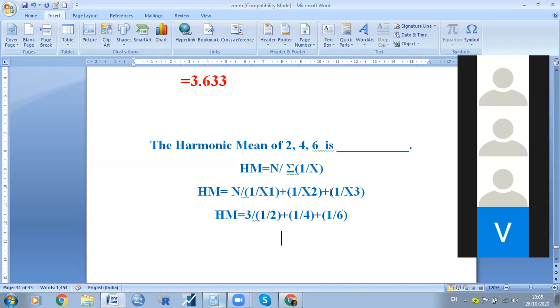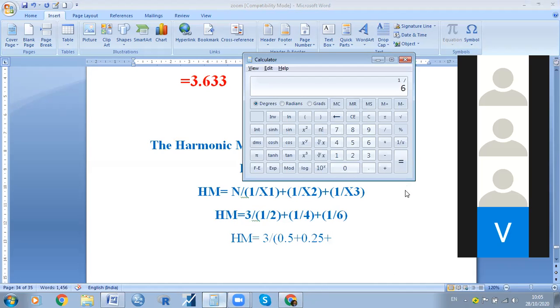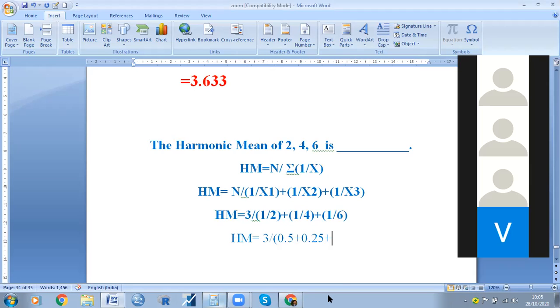The next step: the harmonic mean is equal to 3 divided by 1 by 2, which is 0.5, plus 1 by 4, which is 0.25, plus 1 by 6, which is 0.166. We have taken 3 decimals. Otherwise, we can take 2 decimals, no problem.